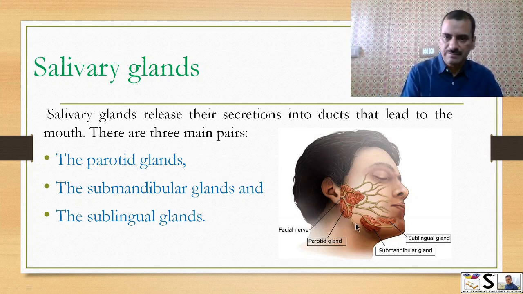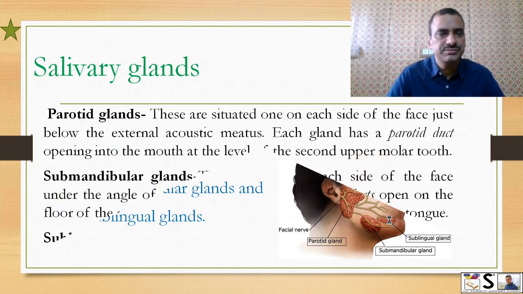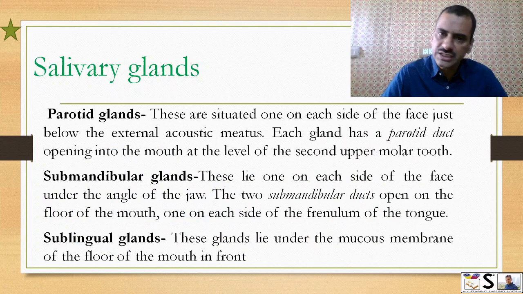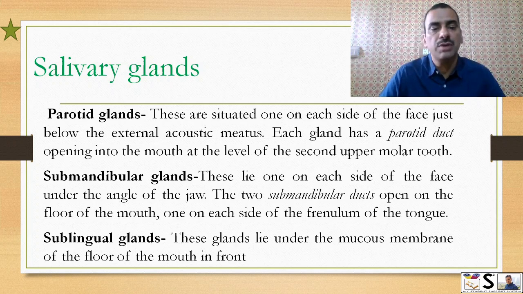This is parotid, submandibular, and sublingual. Parotid gland. These are situated one on each side of the face, just below the external acoustic meatus. Each gland has a parotid duct opening into the mouth at the level of the second upper molar tooth.